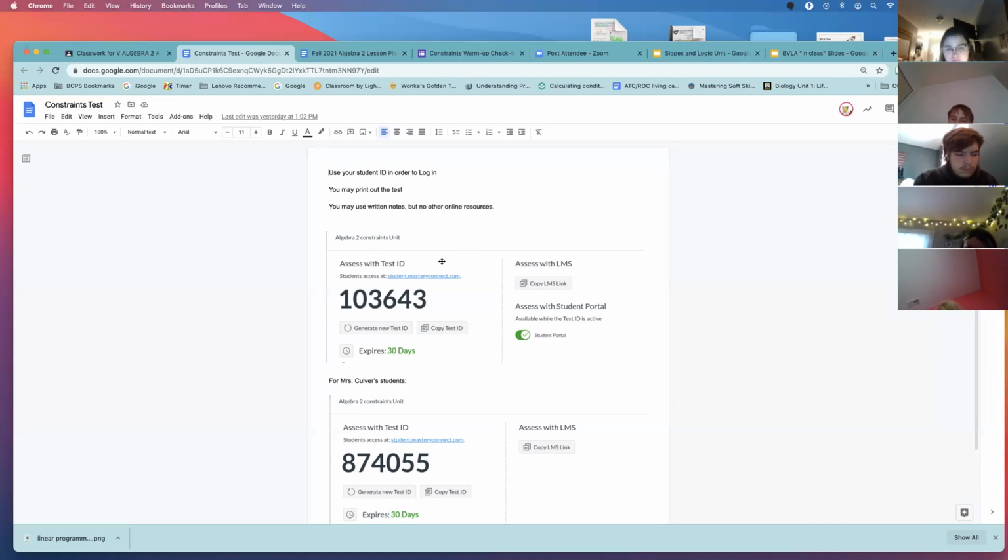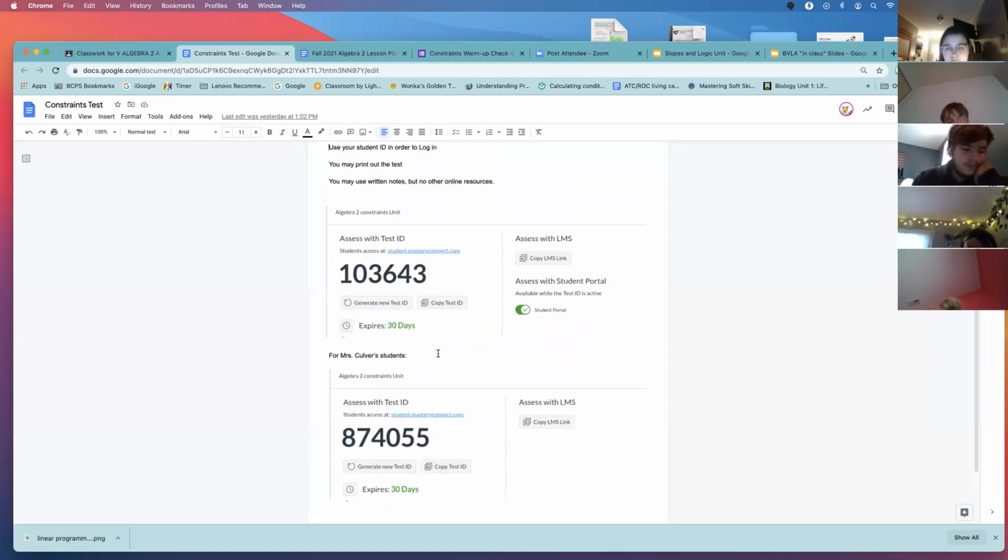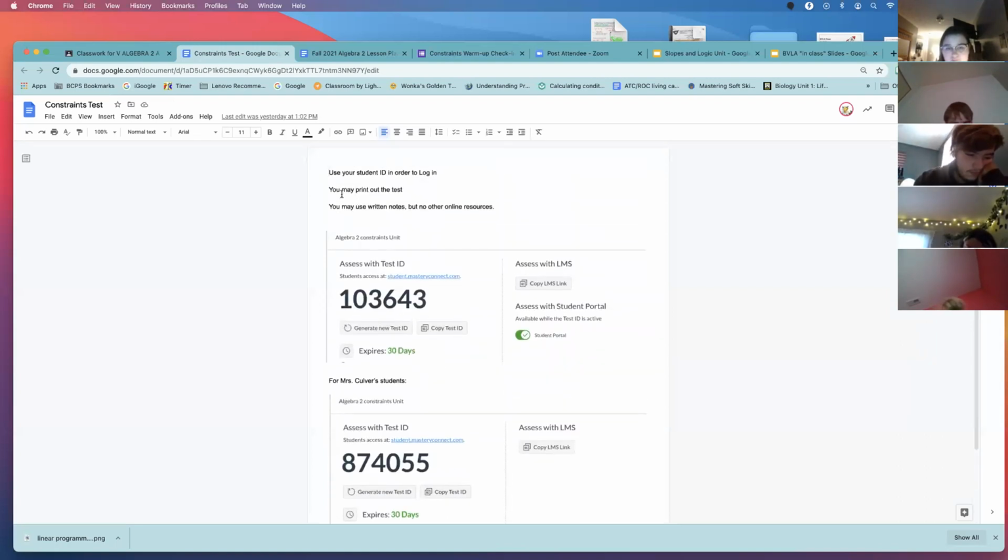Some of you are Ms. Culver's students in Infinite Campus, and I cannot put you in the same Mastery Connect. So if you are Ms. Culver's student in Infinite Campus, you're going to use this code. Okay. All right. You can print the test out.